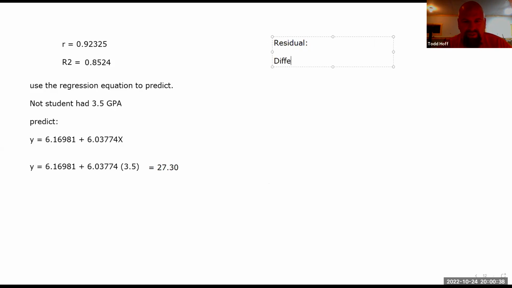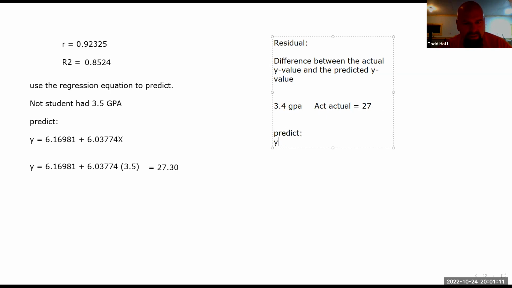So a residual is the difference between the actual Y value and the predicted Y value. So for example, let's look at a 3.4 GPA. So 3.4 GPA had an actual ACT of 27. Let's predict using the equation. So that ACT score would be 6.16981 plus 6.03774 times 3.4. Let's see what that predicts on our calculator.